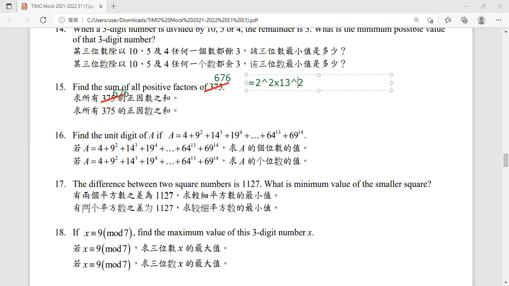I will talk about it later. Question 6, I will talk about it later, because some of them don't understand question 15. So if I give you 676 here, and the factorization is 2 squared times 13 squared.